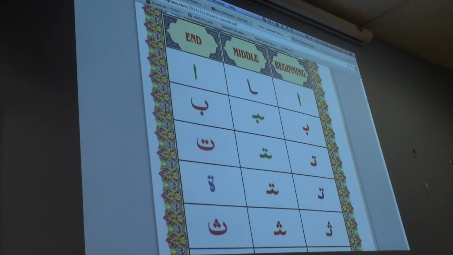Meaning, what does that mean? It means, how does a letter look when it comes in the beginning of a word? Or rather, how does a letter look when it comes in the middle of a word? And how does a letter look when it comes at the end of a word? Okay? So these are different forms.